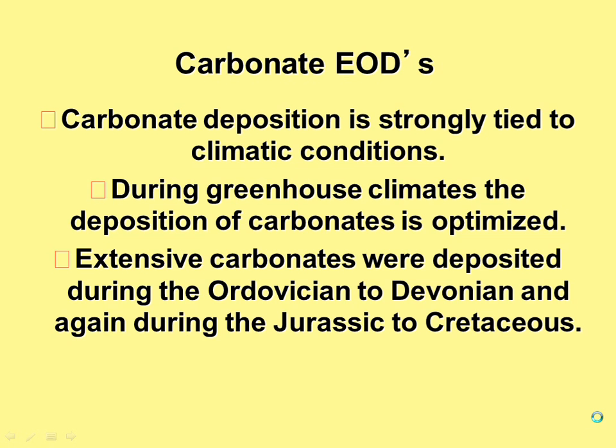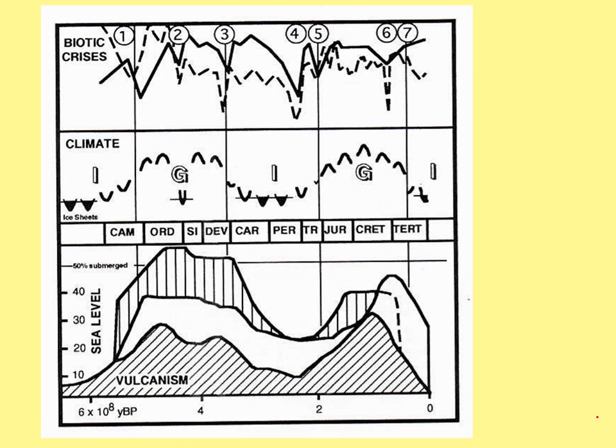And if you look at a graph of this, it's kind of a busy graph. It shows a number of things. The middle thing listed under climate shows the climate as icehouse, greenhouse, icehouse, greenhouse, and here we are today in the icehouse age, on the horizontal axis going from old to young. So this is the Phanerozoic, the last 542 million years of Earth history, and you can see during the Ordovician, Silurian, Devonian, you're in greenhouse, so you'll have lots of carbonates.